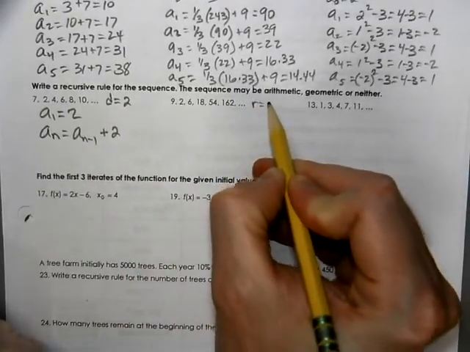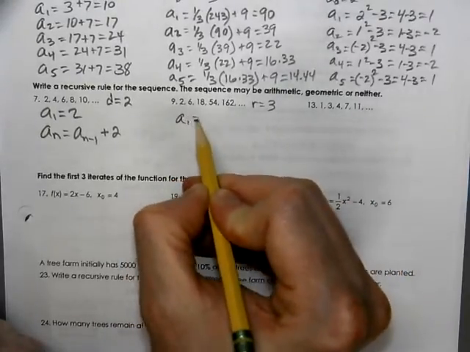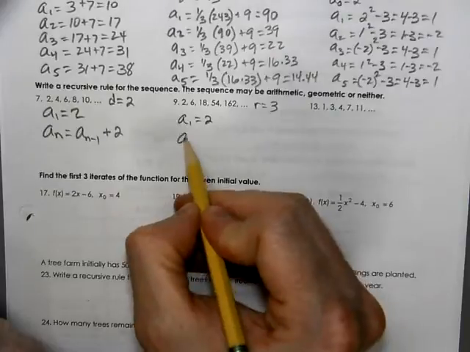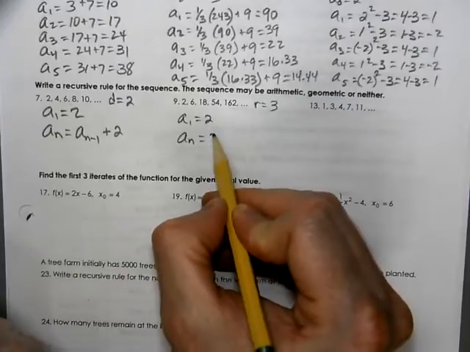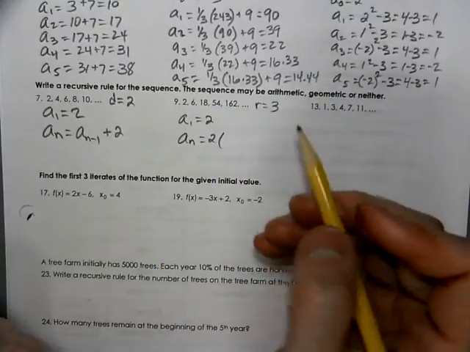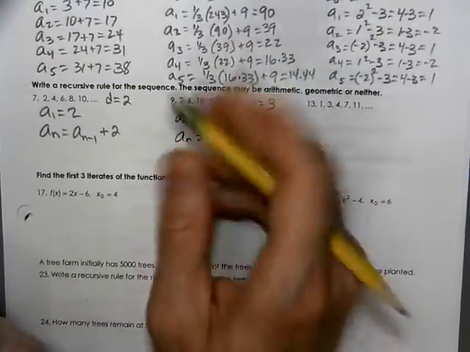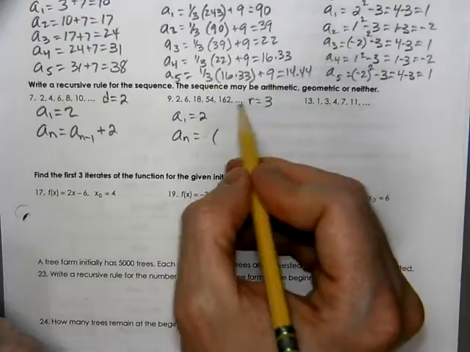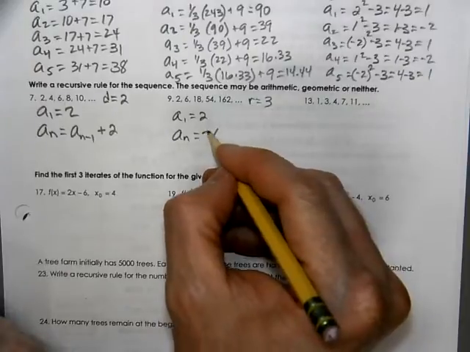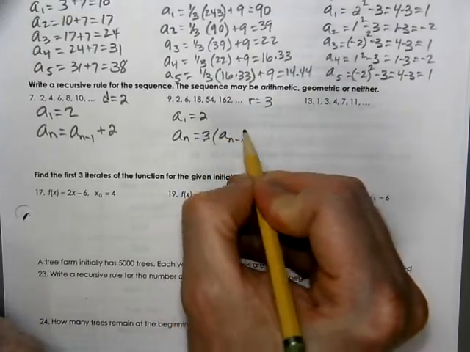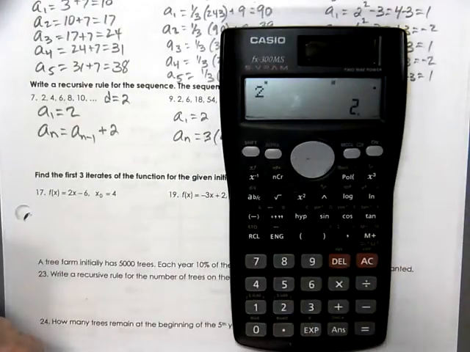Here we have a common ratio of 3. Our first term is 2. Our common ratio, we have 2 times, we have our R value, which is 3, and that 3 is multiplying the previous term. So what we should start with is a 2.